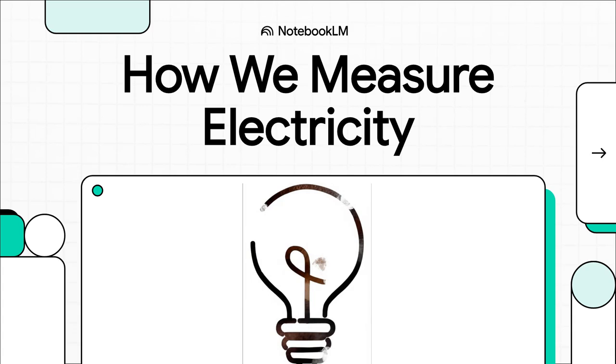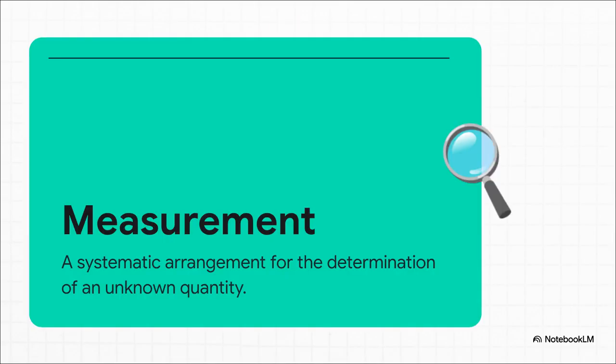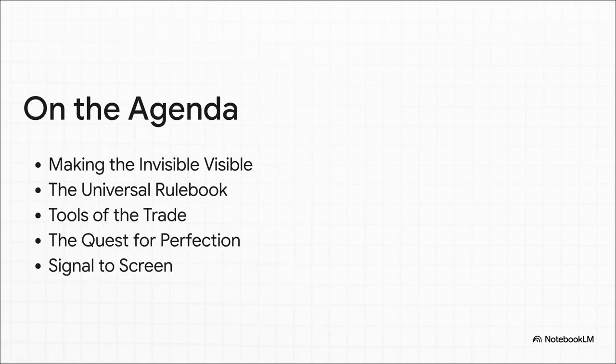Our whole world runs on electricity, right? But it's this totally invisible force. So, how do you actually control it? Well, the answer is kind of simple. You measure it. Being able to measure it accurately is what lets us build, well, everything we rely on. All right, let's get into it. We're going to look at the rules, the tools, and the challenges.